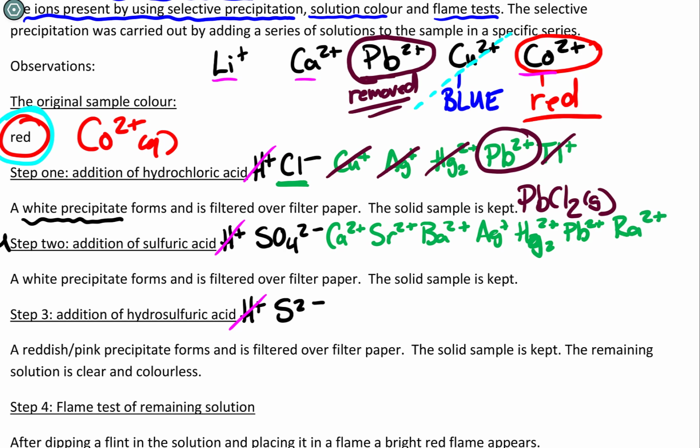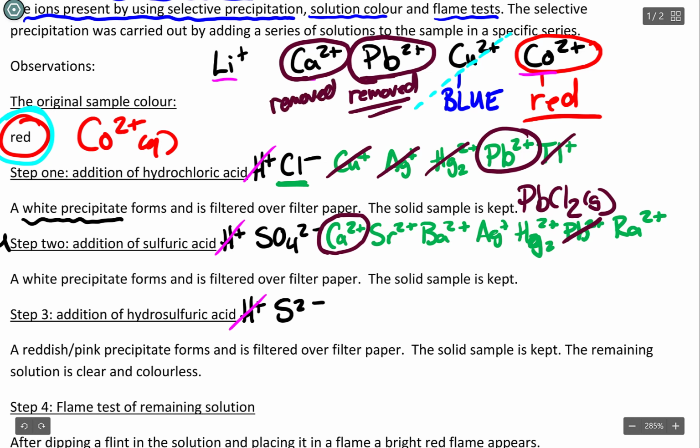Now, what I have to keep in consideration, and this is really, really important, is I've already got rid of the lead. So I'm going to cross that out because I've already removed it in the previous step. So I'm going to continue to look through what I have and see if anything matches up. All right, well, look at this. I have calcium here, and I have calcium here, so that's probably what I removed. I'm going to say removed, and we're just going to double check, okay?